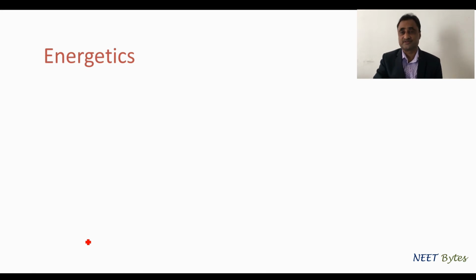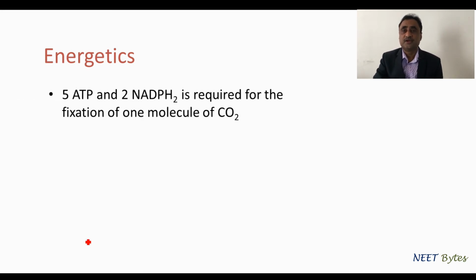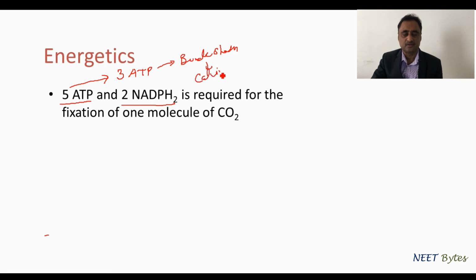Let's talk about the energetics. For the fixation of 1 molecule of CO2, what is required? The requirement is 5 ATP and 2 NADPH2. Out of these 5, 3 ATP are required in the bundle sheath during the Calvin cycle. We know very well that in the Calvin cycle 3 ATP and 2 NADPH2 are required. Plus an additional 2 ATP are required for dikinase activity.